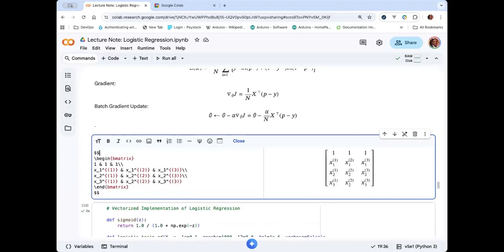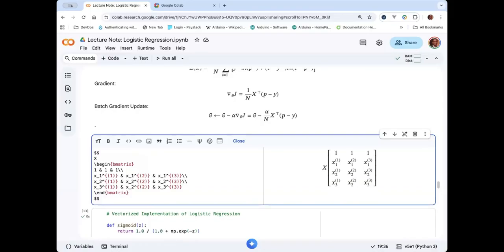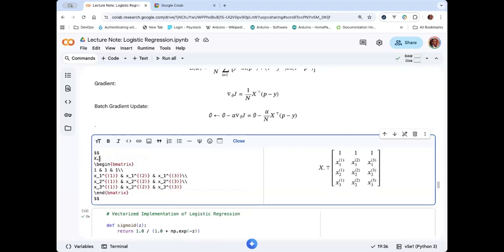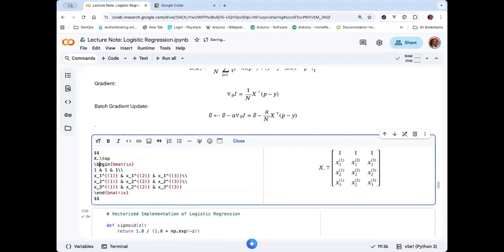By the way, for those who are wondering, this symbolism is called LaTeX. It's a kind of language that we use for writing mathematical symbols in Markdown and in other places, right? So it makes it easy for you to do this.